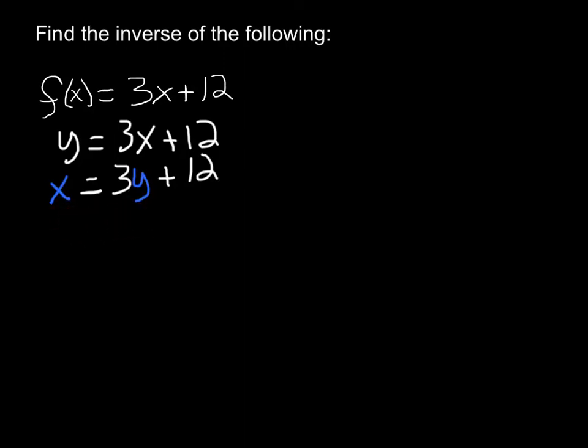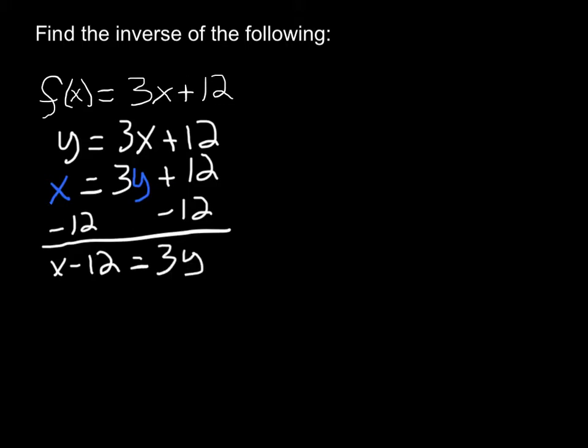Now that I've switched those two, I'm going to solve it for y. I want to get y all by itself. So in order to isolate my y, I'm going to subtract 12 from both sides. That'll give me x minus 12 is equal to 3y. Now I'm going to divide both sides by 3, still trying to get my y all by itself. Okay, so this leaves me y is equal to x minus 12 divided by 3.